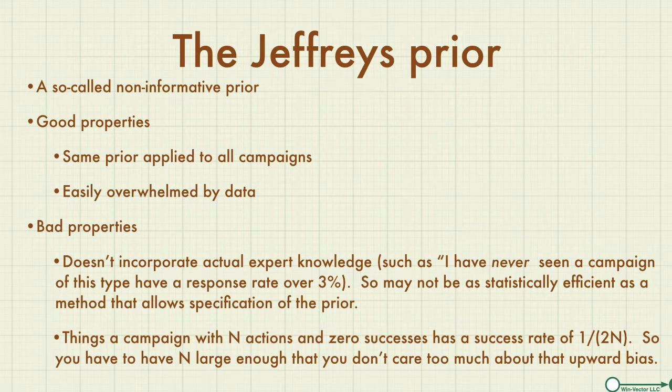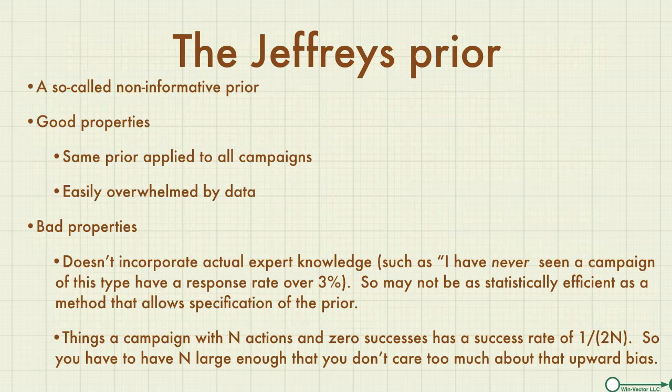The prior we used was the Jeffreys prior. It is one of the so-called non-informative priors. It has some good properties. We apply the same prior to all campaigns, and the Jeffreys prior is easily overwhelmed by data. It has some bad properties also. This prior doesn't incorporate actual expert knowledge. Statements like, I have never seen a campaign of this type have a response rate over 3%. So inference using this prior may not be as statistically efficient as a method that allows this extra information in.